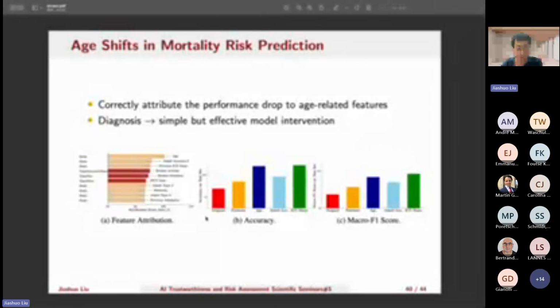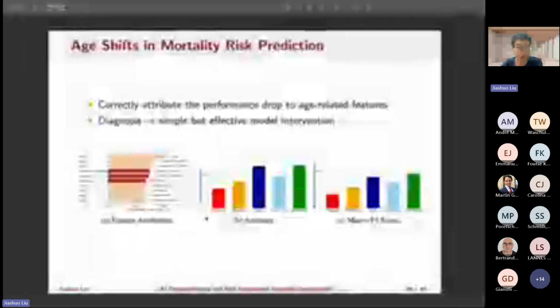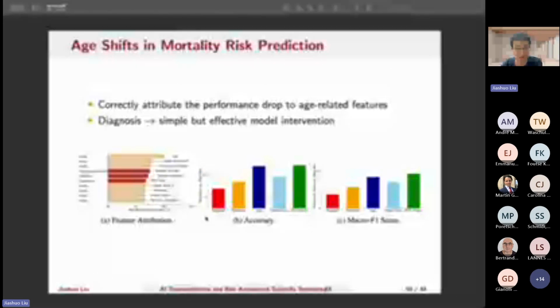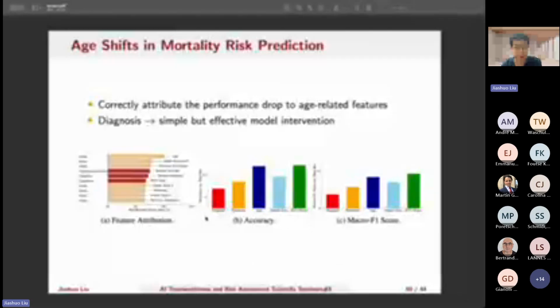Here we show two results. The first is 2 case studies. The first is for age shifts in mortality risk prediction tasks. Here we use the MIMIC3 dataset, and the original model to be evaluated is a transformer. From the first figure, we can see that our attribution method correctly attributes the performance drop to some age-related features, like age, admit location, and some previous ICU stay time.